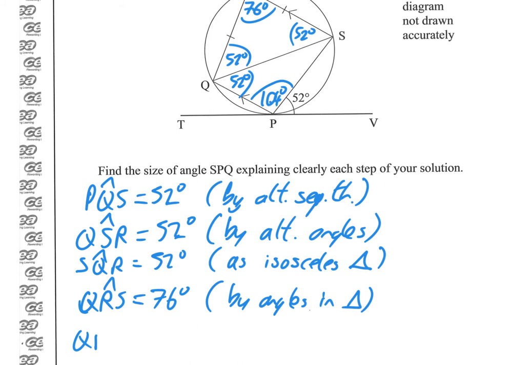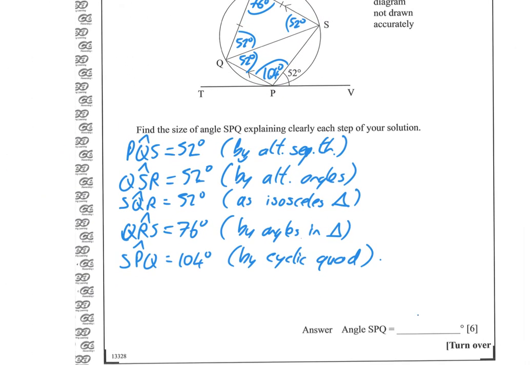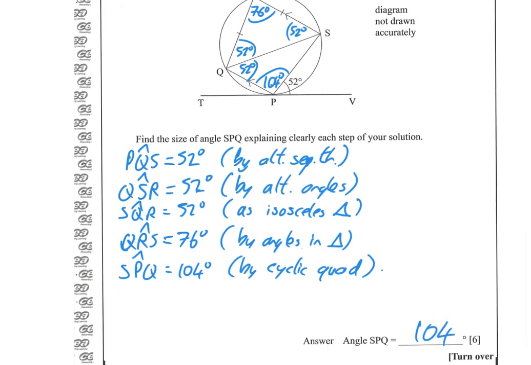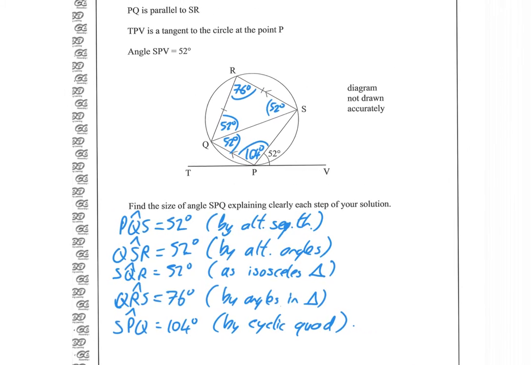That's not the way they asked it. They asked it for the other way around. Use the letters that they've given. So they asked it for SPQ. And SPQ then was equal to 104 degrees, and that was by cyclic quadrilateral. So cyclic quad would do right now. So your answer, fill it in, is 104 degrees. And there it is, perfectly explained, and that's it.